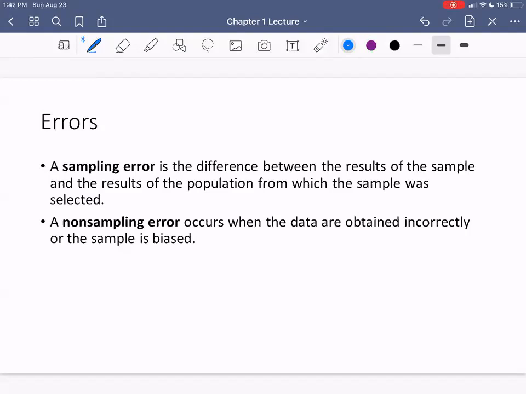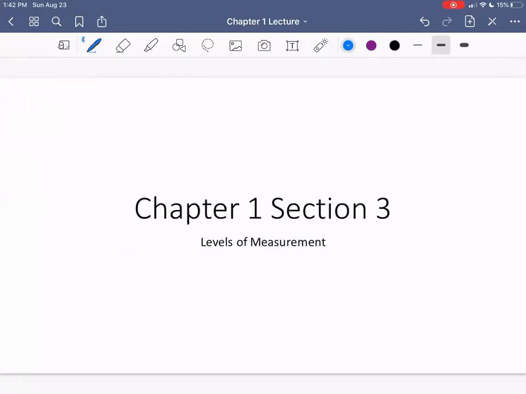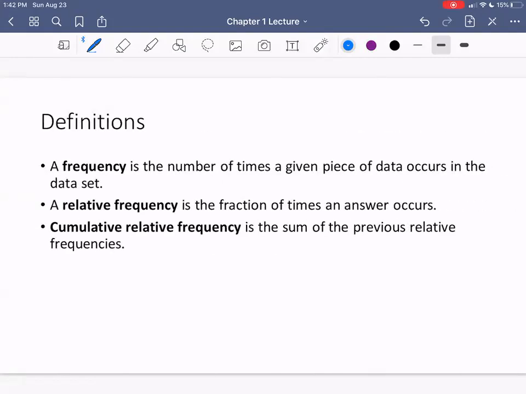All right, so moving to the next section. Section 3, the levels of measurement. This is going to be the last section we cover in this chapter. And there are a few definitions that we're going to fill out this chart. So the first one is a frequency. A frequency is the number of times something actually occurs or appears in the data. The relative frequency is the fraction of times an answer occurs. And we'll talk about that, right?